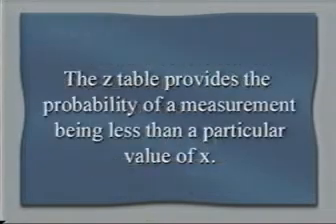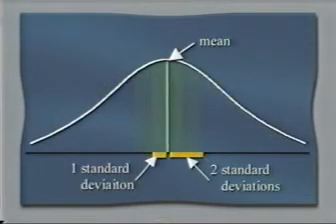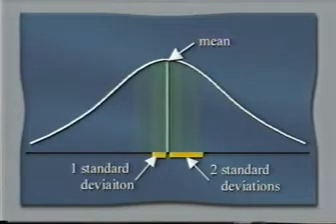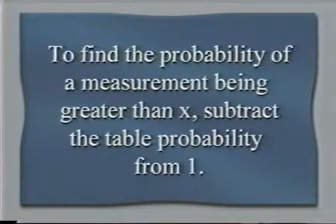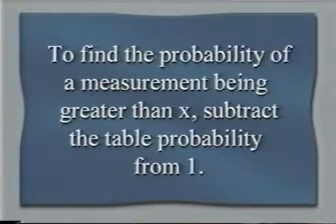The Z table provides the probability of a measurement being less than a particular X. This is simply the area under the curve of the normal distribution for Z to the left of the Z that you computed with X minus mu over sigma. And of course, that area was found using the integral we learned about in calculus. If the probability of a measurement being greater than X is desired, we simply subtract the table value for probability from 1. The reason, because either you are less than X or you are greater than X. So therefore, the complements, we use 1 minus the probability.